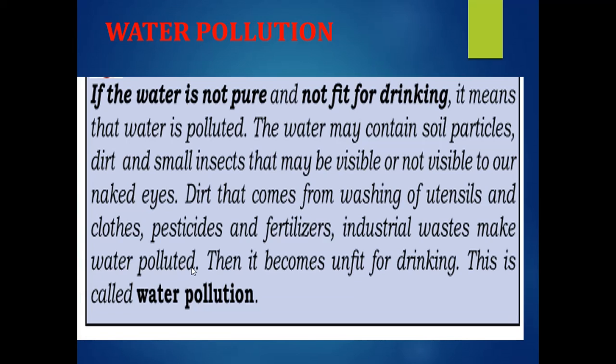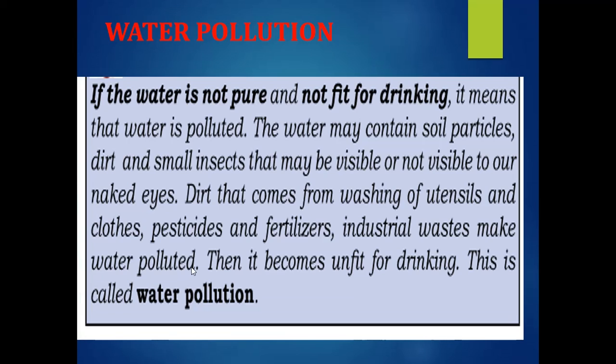Pesticides means the chemicals which the farmers use to control the pests. If the chemicals get mixed with the pure water, it makes the water polluted. And fertilizers, what is meant by fertilizers, children? Farmers, in order to grow crops, will use fertilizers or manures. If these manures or fertilizers get mixed with the water source, it will make the water polluted.